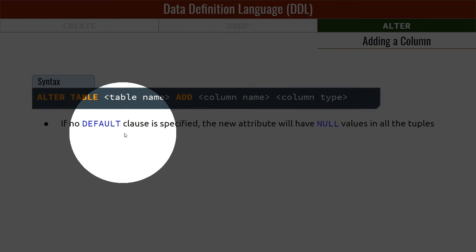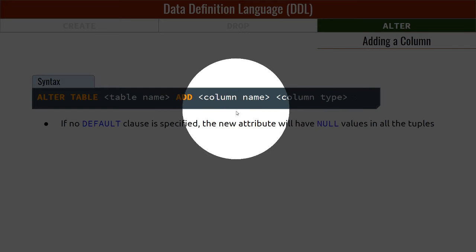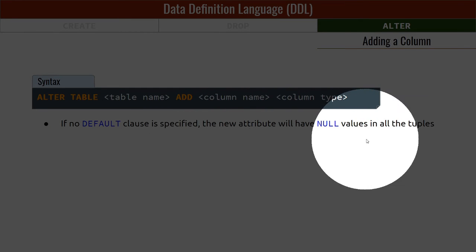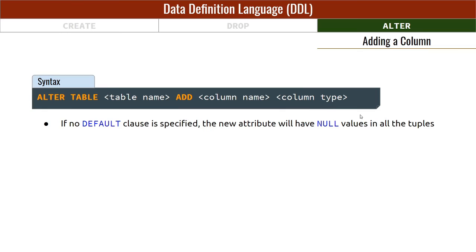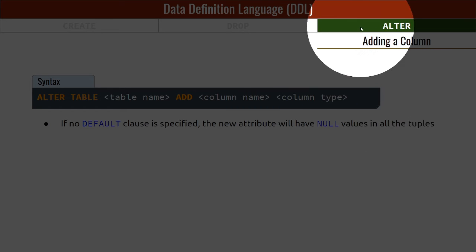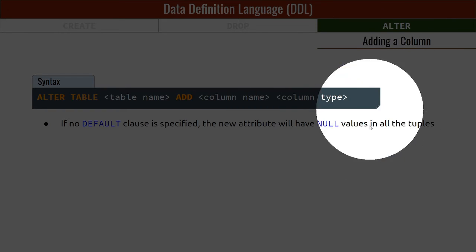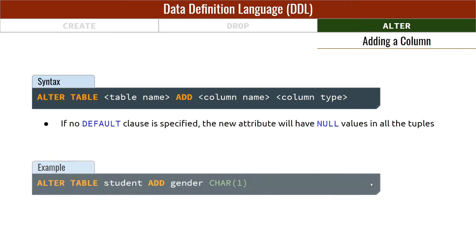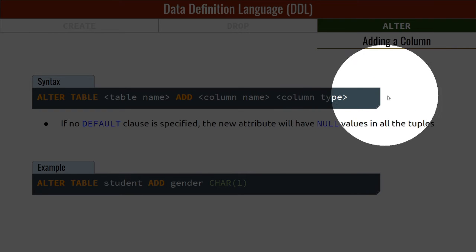Here we don't use any default clause after this column type. Then the new attribute will have null values in all the rows. So as I said already, we have created the table and I have inserted 100 rows into the table. Now I want to add a new column. What will be the values in the new column for these 100 rows? If you don't specify a default here, all the rows will have a null value for that column. Okay, so if you want some particular value there, then you can specify a default clause here.